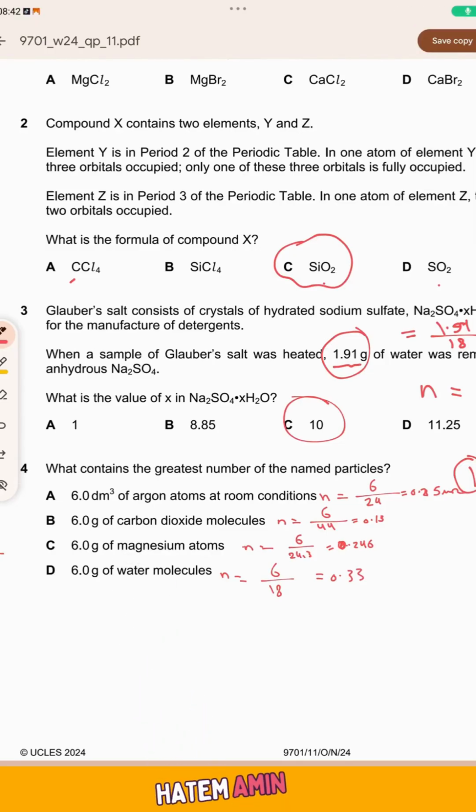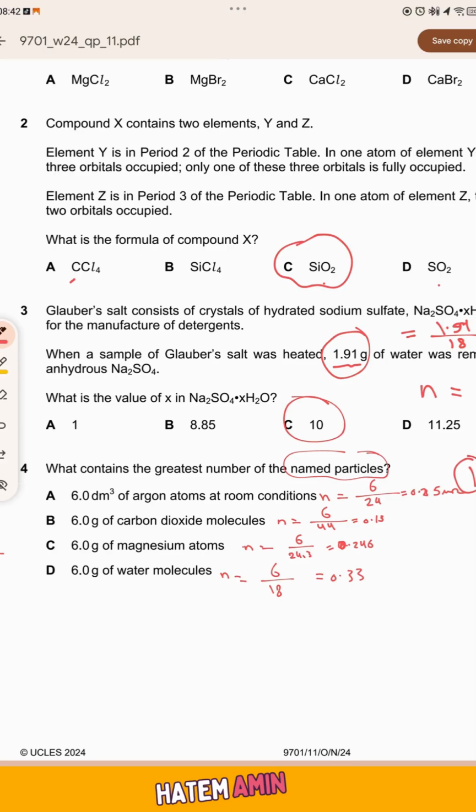Question number 4. What contains the greatest number of the named particles? The number of particles depends on the number of moles multiplied by Avogadro's number, which is a constant. So according to the number of moles, we can detect which has the greatest number of particles. So we should find the number of moles in each. Here in the first one, 6 dm3 of argon. So this is a volume. So we should choose the formula of volume to find the number of moles in argon because it's a gas.